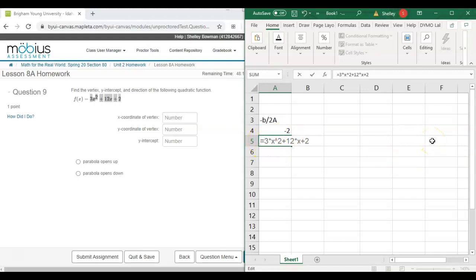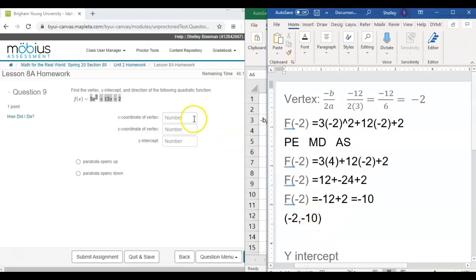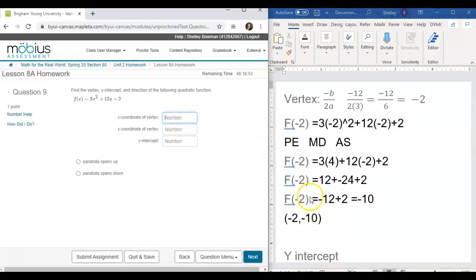So I'm going to do equals, and since I'm not clicking and dragging anywhere, I'm just going to cell reference the negative 2 for both of these, and make sure I have my multiplying in there. That looks good, and it got the negative 10 as well. So we can put those numbers in here. The x value is negative 2, and the y value of the vertex is negative 10.